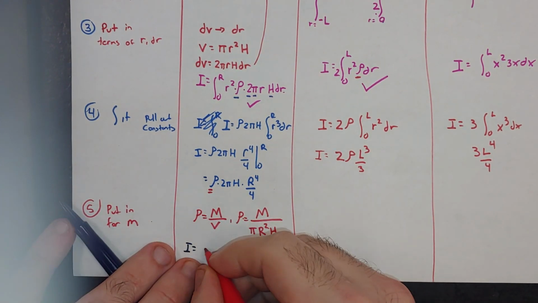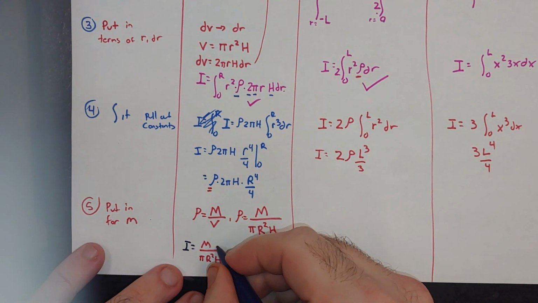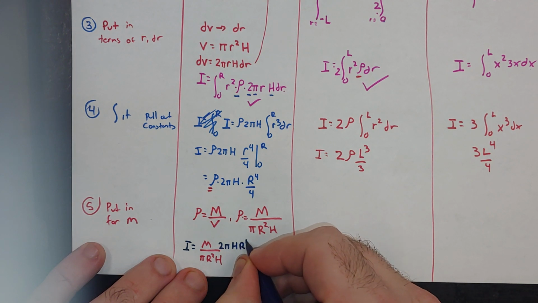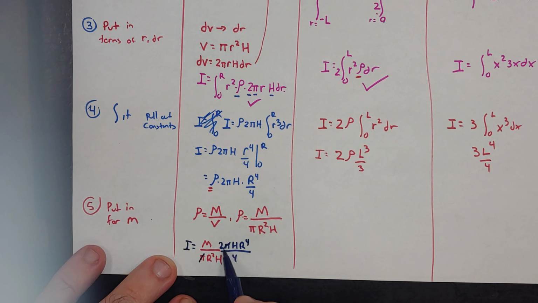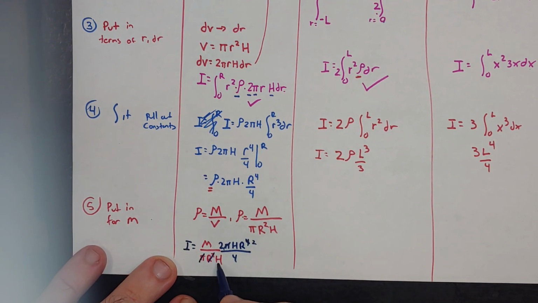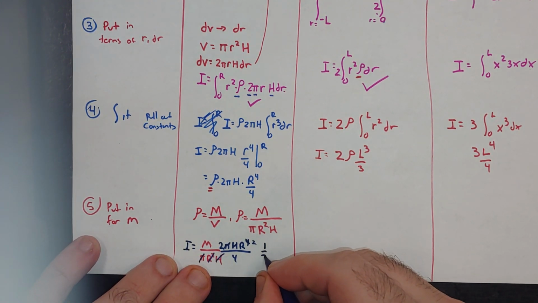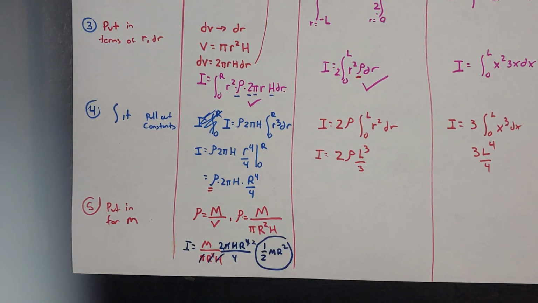And I get M over pi capital R squared H times 2 pi H R to the fourth over 4. And a lot of things are canceling out. The pi's go. R squared, at least R squared, which is great. The H's cancel. And a 2 and a 4 partially cancel. Onto the 1/2 mR squared, which is 100% the moment of inertia of this cylinder. So we just proved it. We're looking really good. A is 1/2, M is M, R squared is good.